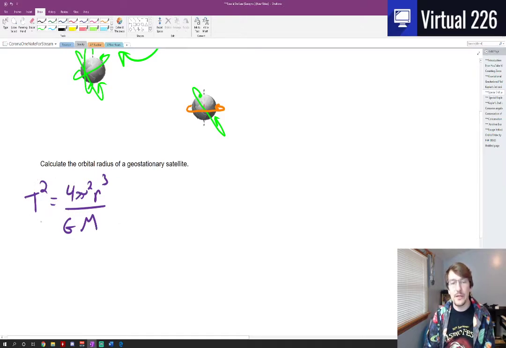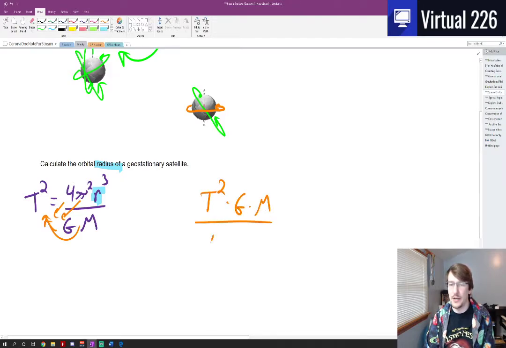Now, we need to be careful about the period here. I mean, we're looking for an orbital radius, which is right here. So let's just move things around real quick to solve this out, and then we'll worry about the numbers. So I need to multiply by G and M and divide by 4 pi squared. So I'm going to get T squared times G times M divided by 4 pi squared. And that's going to leave me with r cubed. Now, I want to get rid of the cube, so I need to take the cube root of each side.